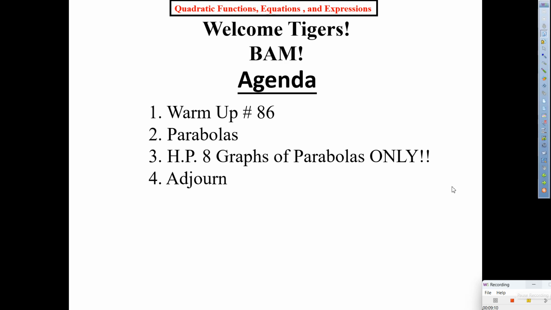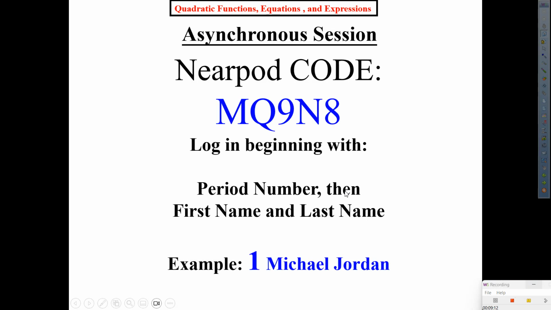Pretty good. So, copy the axis to the home plate, MQ9N8. MQ9N8. But of course, this weekend, probably some of you actually went home.